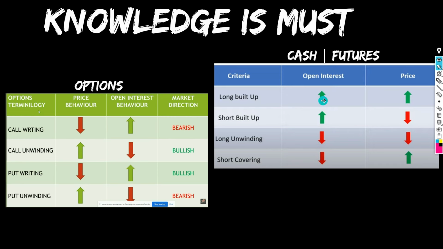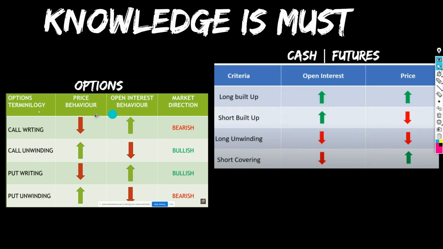What is long build up? Open interest going up, price is also going up. Simple. What is short build up? Open interest is going up, price is coming down. This is short build up. Long unwinding is the opposite of long build up: open interest is coming down, along with that the price is coming down. Short covering is the opposite of short build up: open interest obviously declines and price is going up.